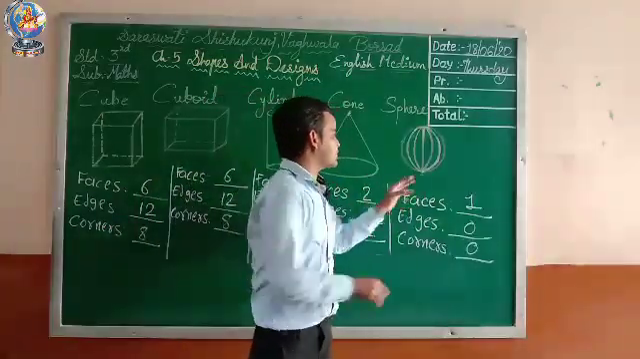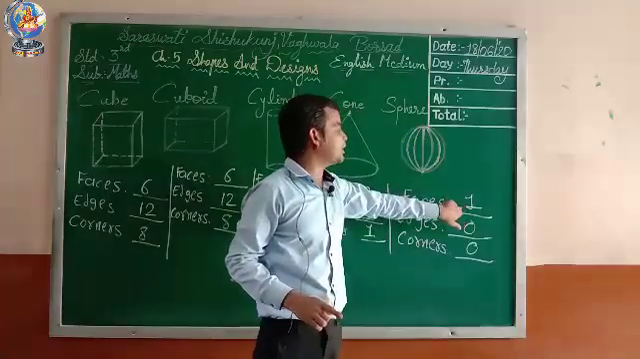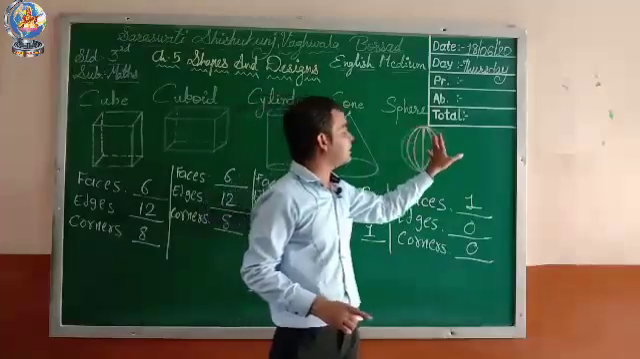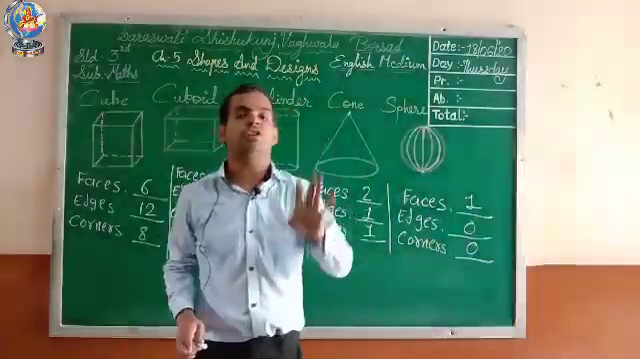And the last one is the sphere. How many faces does a sphere have? You see a curved face, so the sphere has 1 face. Edges? No. So our answer is 0, and corners are also 0.